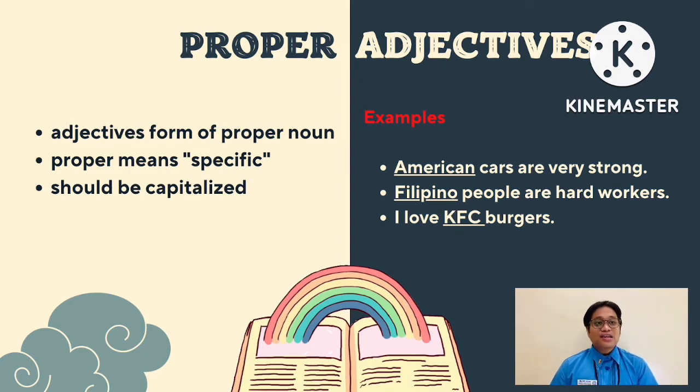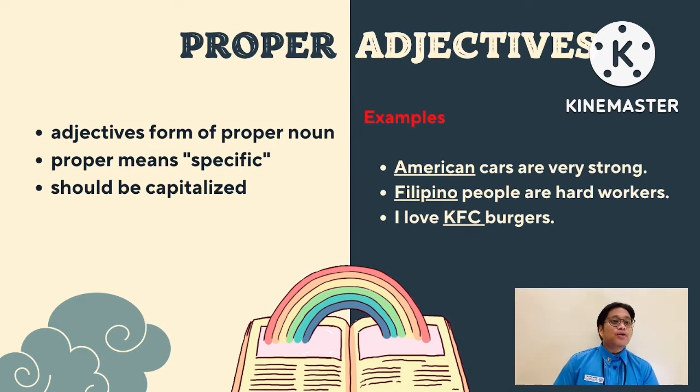Okay? Next example, we have: Filipino people are hard workers. The proper noun here is Filipino. But since this Filipino describes another noun, in this sentence, Filipino describes the people who are hardworking. So it is a proper noun that describes another noun. So it is now called a proper adjective.